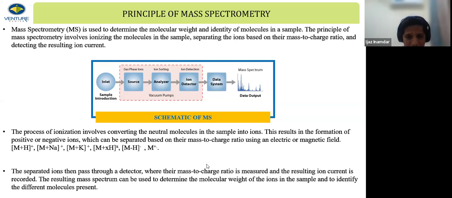We'll talk about what mass to charge ratio is in the coming slides. But yes, the purpose of the analyzer is to separate the ions generated in the source according to mass to charge ratio, and then the detector simply detects them. The detector is not very important, but the analyzer is.